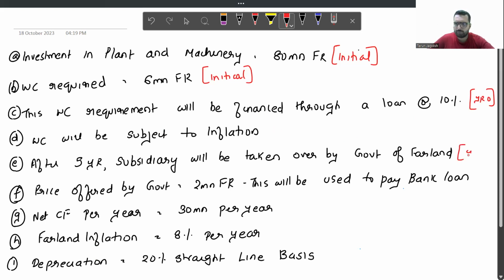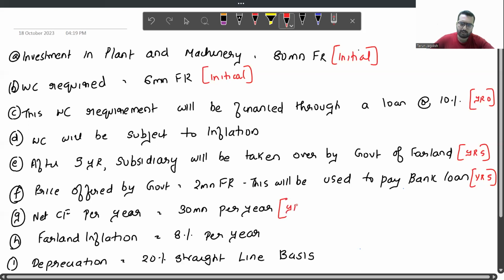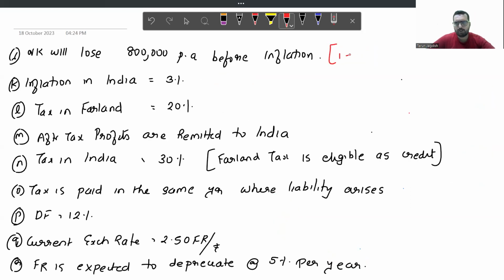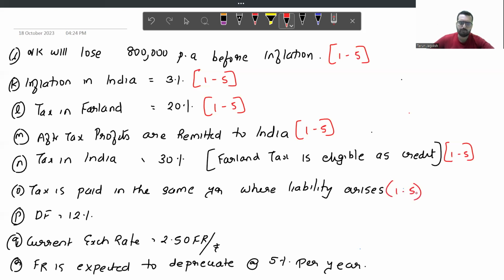After 5 years, this is going to be happening in year 5. This will also happen in year 5. This will happen in year 1 to 5. Farland inflation will be from year 1 to 5. Depreciation will be from year 1 to 5. This one will be from year 1 to 5. Inflation will be from year 1 to 5. Taxation will be for year 1 to 5. This profits remitting will happen every year. Tax in India will also happen from year 1 to 5. Taxes paid year 1 to 5. Discount factor, we don't need a line for that.